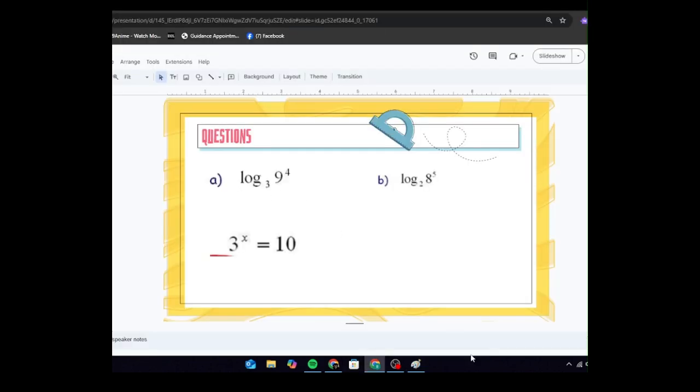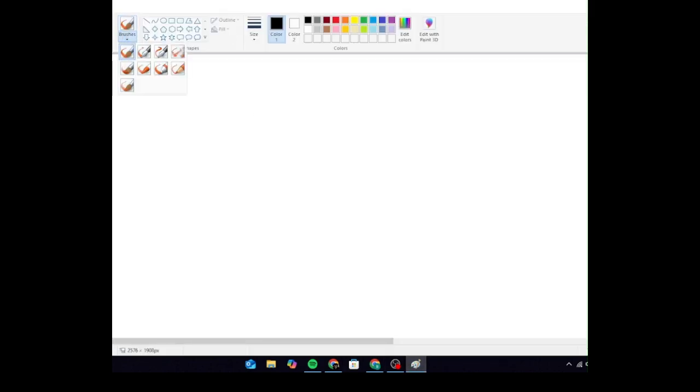So our first question right here is log 3 of 9^4. So it's like this, and then we put equals. This 4 right here becomes a leading coefficient, so you will rewrite it like this. Okay, now we have that done.